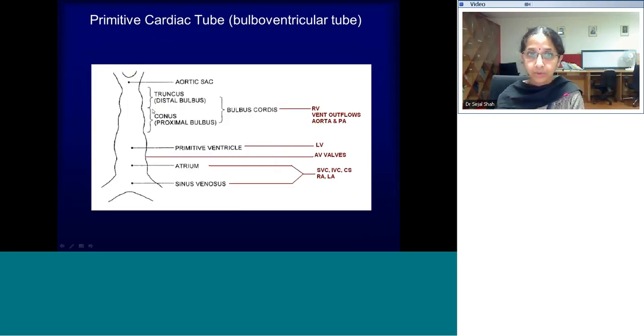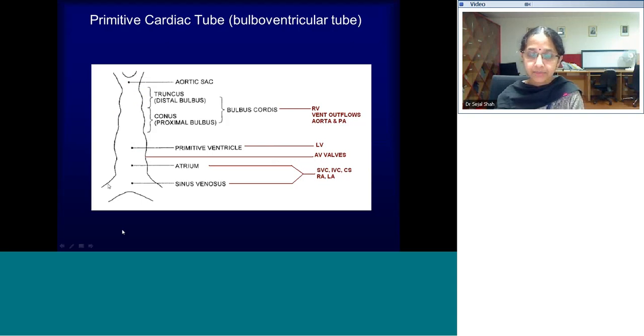Once again, going through the primitive cardiac tube, this is also called the bulboventricular tube. From cephalad, we have the sinus venosus, and then the atrium, then the primitive ventricle. We use the word primitive ventricle because it is not both the ventricles. And after that, we have this area called the bulbus cordis. The bulbus cordis has the proximal conus and the distal truncus. Conus and truncus form the bulbus cordis, which then connects to the aortic sac.